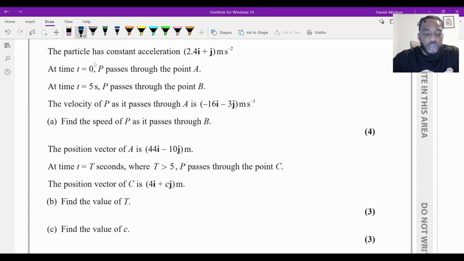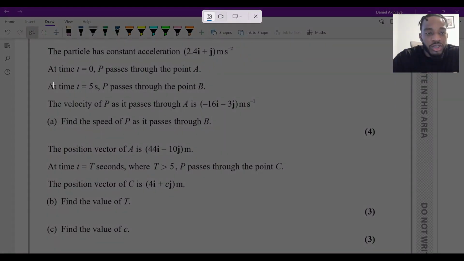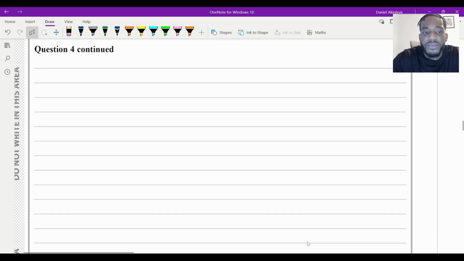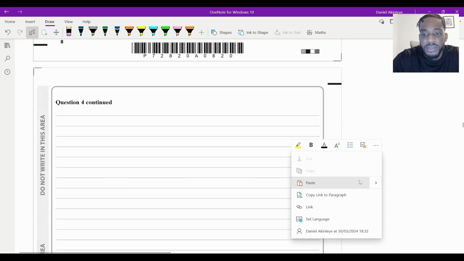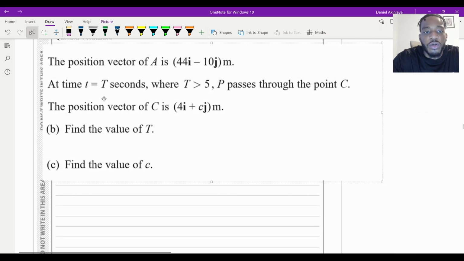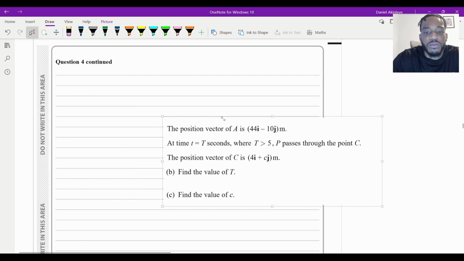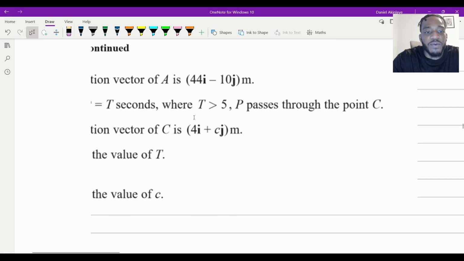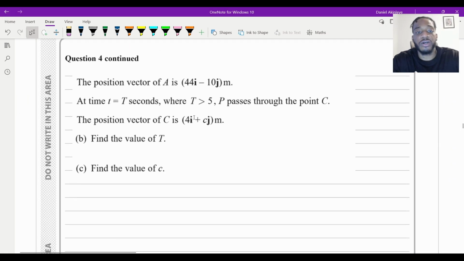So what I'm going to do is screenshot the questions here, so we don't need to keep going up and down. I'll just paste it here. Let me make this very small so it can fit into the page. Okay, so we need to find the value of capital T, and they've given us the position vector of C.